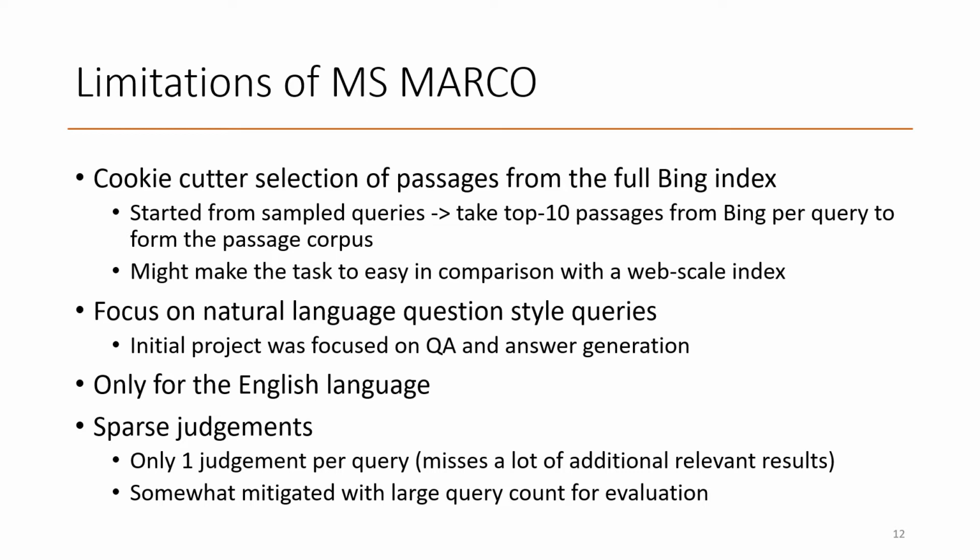The sparse judgments can be a problem if we have only one judgment per query, which means that we probably miss a lot of additional relevant results if they're ranked higher. This can somewhat be mitigated with the large query count for evaluation to make the evaluation less noisy.